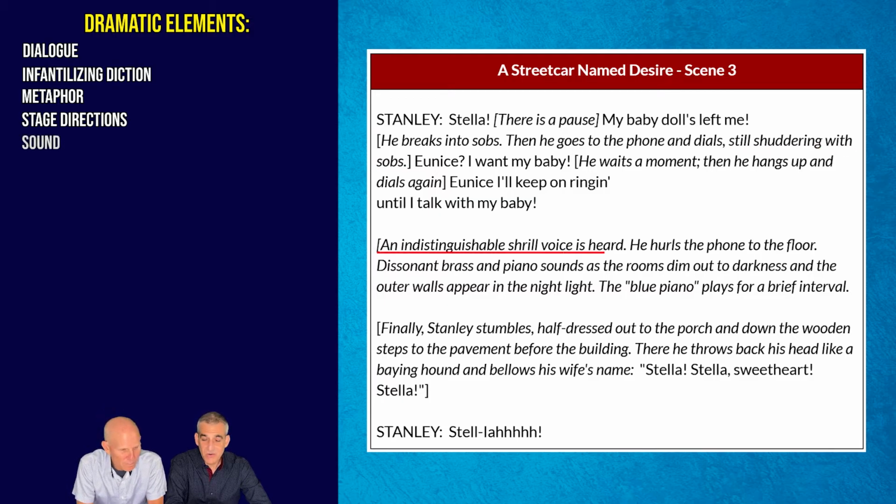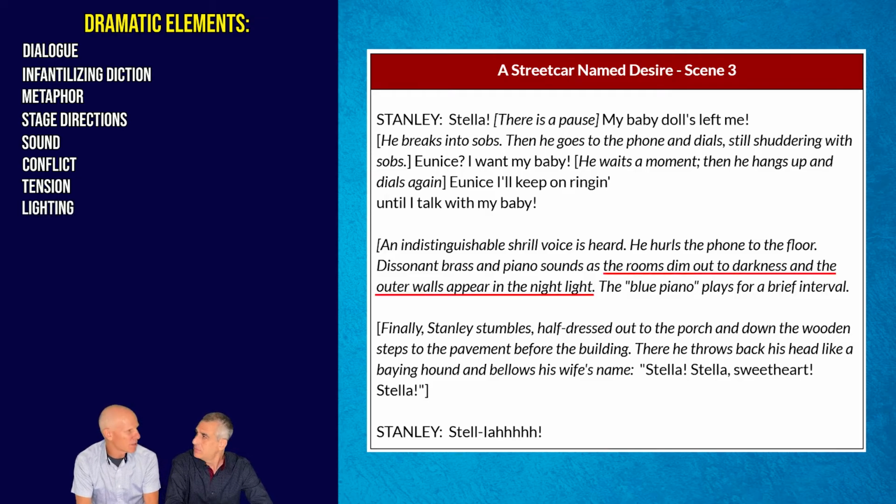Well, thinking about sound, we see in the stage directions moving forward that he has a shrill voice, and we hear dissonant brass and piano sounds in the background. So this is a moment of conflict. This is a very discordant moment in the play where the characters are being pulled apart, and Tennessee Williams is going to try and push them back together with sexual tension. So the sound is really important here. Yeah, and the lighting, because the room dims out to darkness. And so that darkness is really showing this atmosphere of heartache and tension.